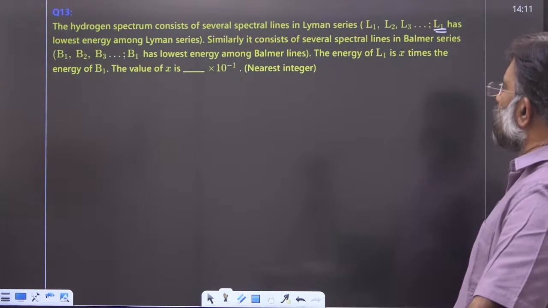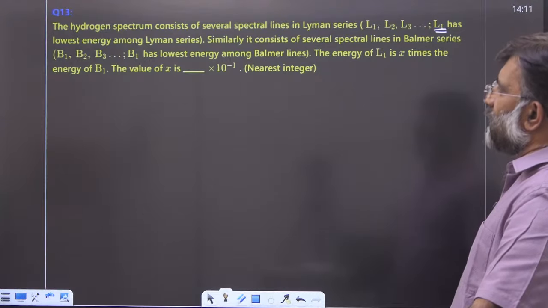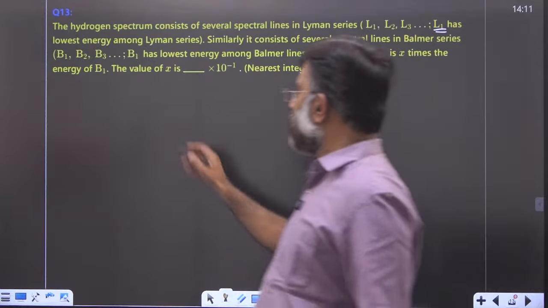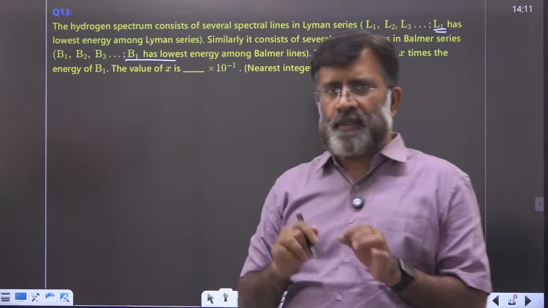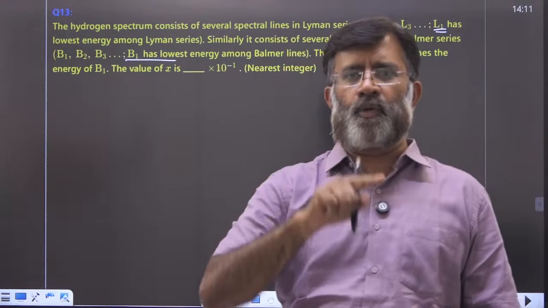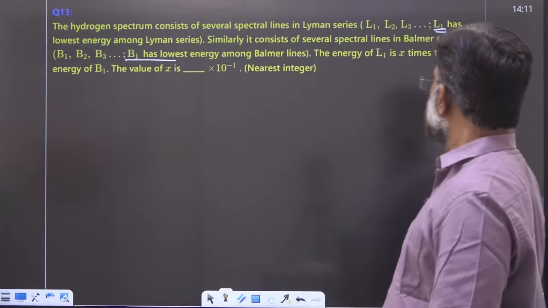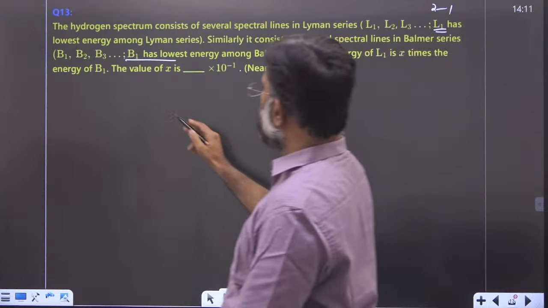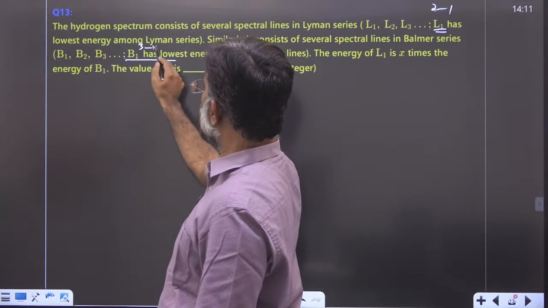Similarly, it consists of several spectral lines in the Balmer series: B1, B2, B3. B1 has the lowest energy. That means the first line, 3 to 2. So here L1 is 2 to 1, and here B1 is 3 to 2.